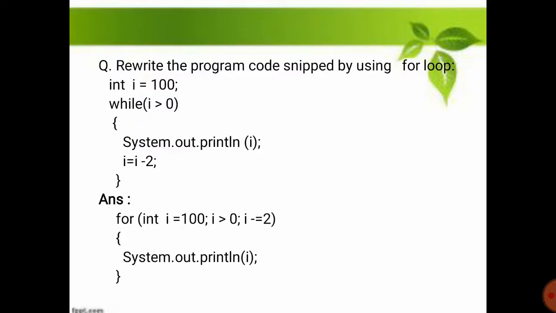In a for loop, all three are in a single line. So the answer is for int i is equal to 100, this is the initialization; semicolon, i is greater than 0, the test condition; and i minus equal to 2, meaning each time i is reduced by 2. Within the body of the loop it prints the value, System.out.println(i). And this is the way we convert a while loop to a for loop.